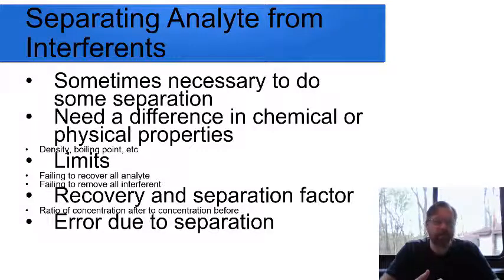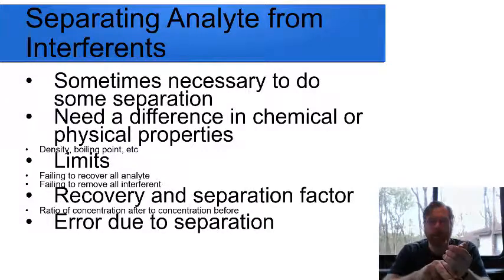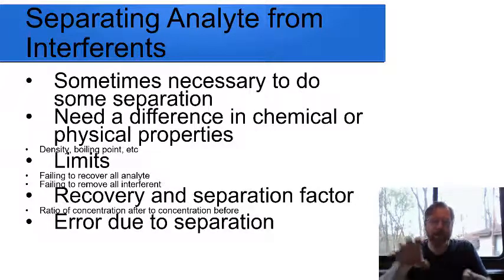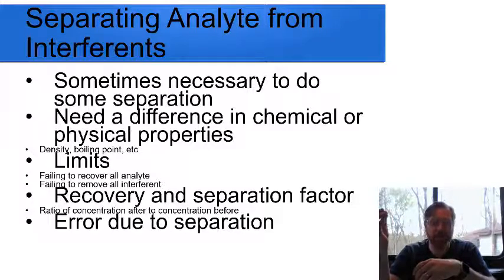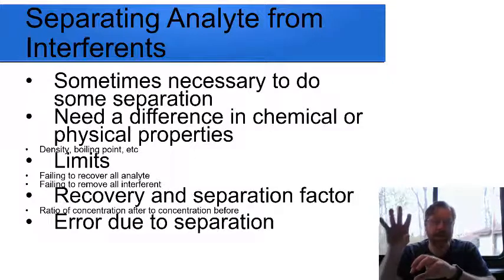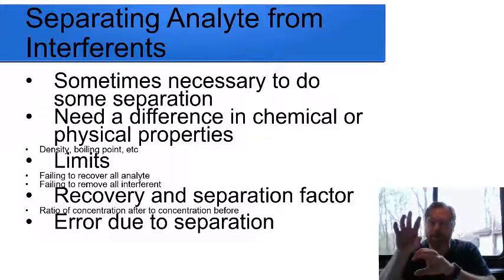So the limits are if you fail to recover all the analyte in one phase or remove all the interferent from that phase, then you've got a problem. They measure this with either the recovery or the separation factor. Both of these are the ratio of the concentration after your separation to the concentration before. So your separation factor is the concentration of the interferent after the separation in the portion that you're going to measure to the concentration of the interferent before separation. And the recovery is just the same thing, except it's the analyte.